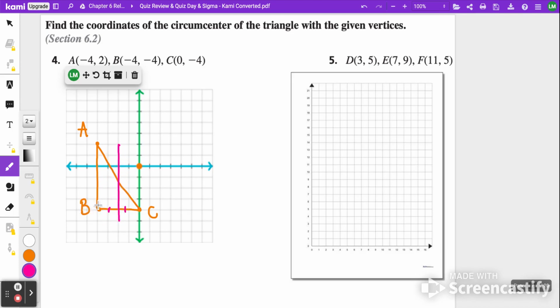The distance between A and B is 6, so I would count 3. We'll do that in a different color. 1, 2, 3. And then after that, it should be able to tell you exactly where those are, which is at -2, -1. Okay.